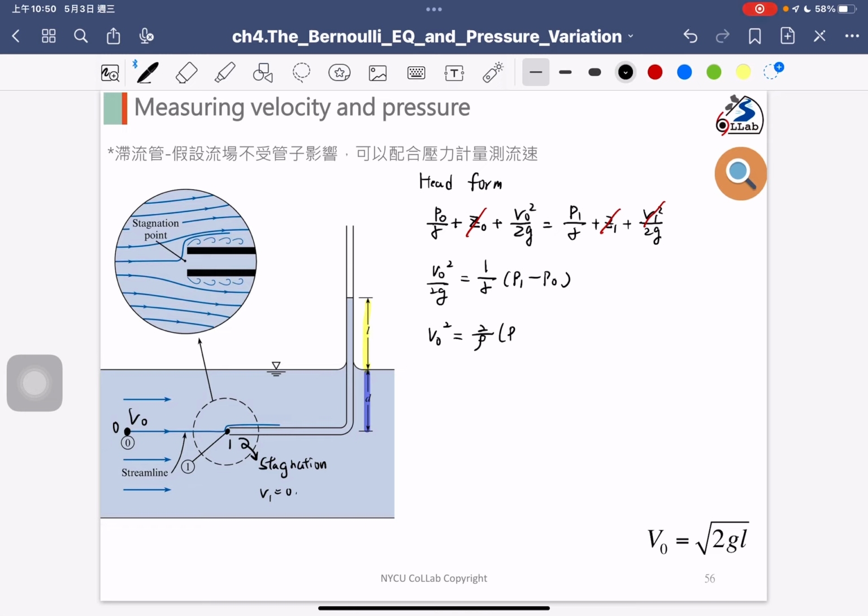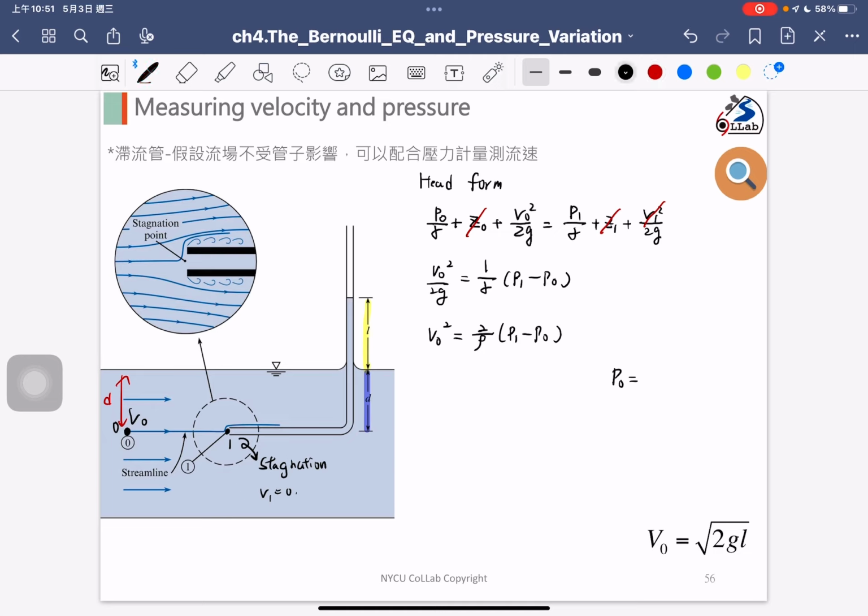Okay, so it's P1 minus P0. Based on this equation, we need to know the P1 and the P0 values, right? For the P0, if you have the P0, then you can understand what the pressure is in here, because you know that the depth of the liquid is equal to D, right?